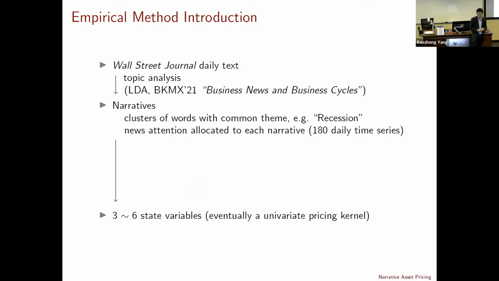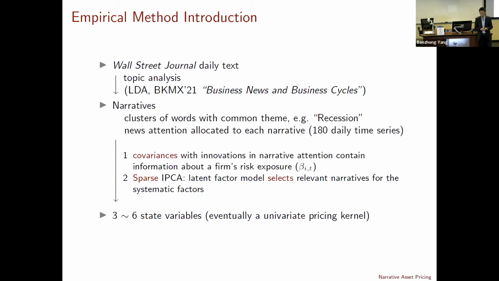Right. All right. So from this narrative attention levels, we need to still reduce. We still have ways to go to reduce that down to 3 state variables. So let me again just take one example, recession, as an example. For each stock, I can calculate the time series covariance between the stock's return and shocks to this attention to recession, right?